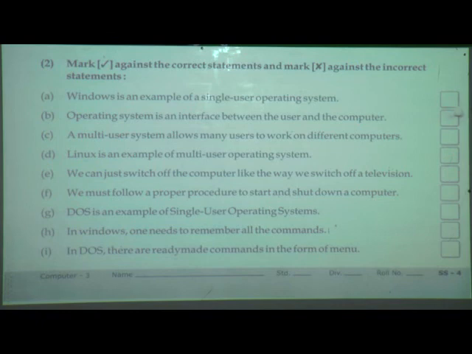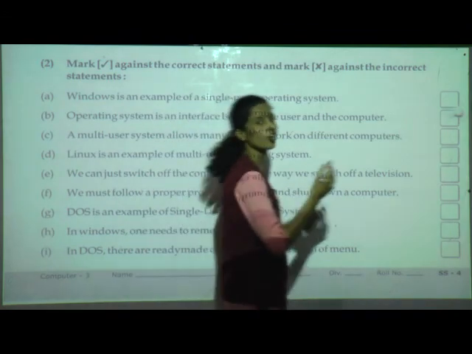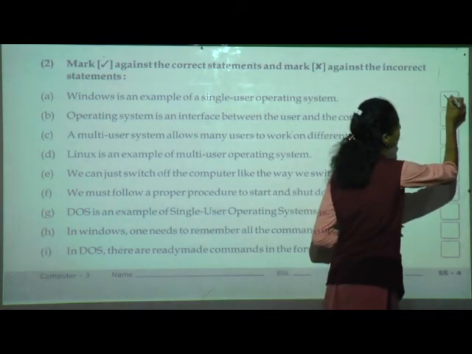Okay. What is the first number is? Windows is an example of single user operating system. It is true or false? Right or wrong? Windows is an example of single user operating system? No. Windows is an example of multi-user operating system. Then what is the example of single user operating system? Right, DOS. Then it is correct or not? It is wrong. Then cross it.